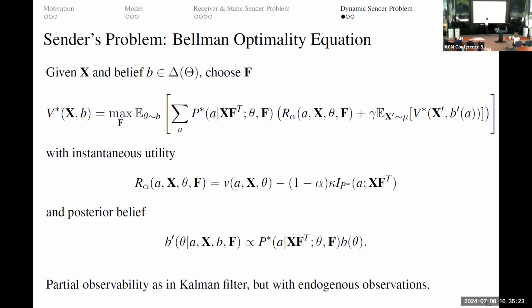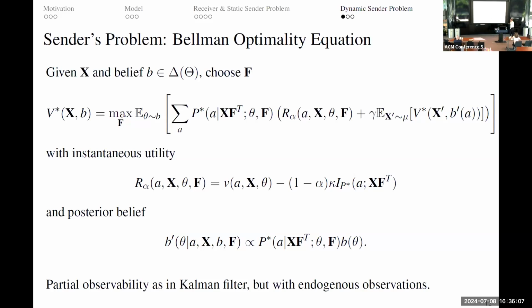And their problem is to choose an information filter F so as to maximize instantaneous utility, which depends on the utility resulting from the receiver's choice of an action, perhaps minus information costs. And then they're taking expected utility under the stochastic choice rule that solves the receiver's rational inattention problem. And then on top of that, they also have to think about the discounted expected continuation value, which notably depends on their posterior belief about the receiver type that they can form by Bayes updating upon observing the receiver take an action A, using once again as a likelihood function the solution to the receiver's rational inattention problem.